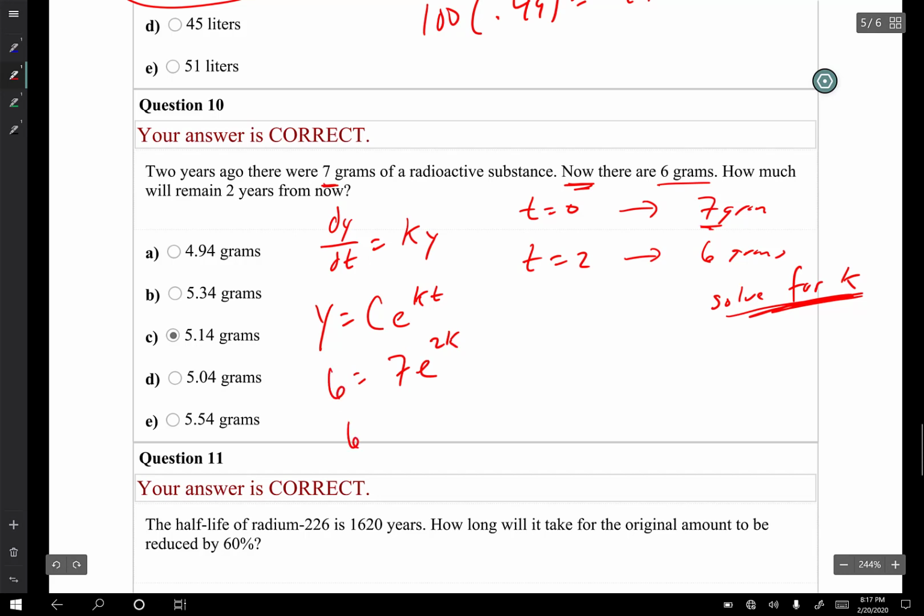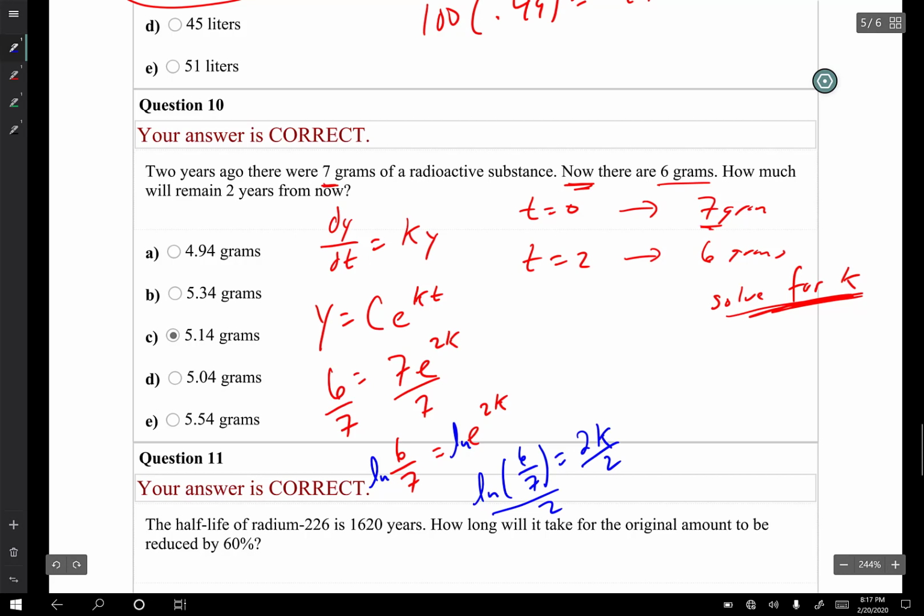So 6 equals, okay, well I already wrote it. There's no reason to write it again. Divide by 7, divide by 7. So 6/7 equals e to the 2k. I'm going to write ln on both sides because we're trying to solve for k. So ln of 6/7 equals 2k. Divide by 2, divide by 2.